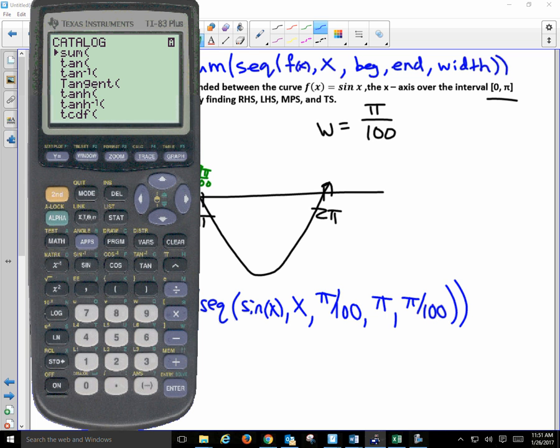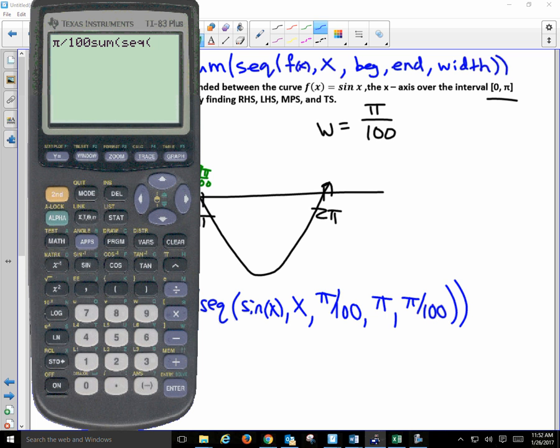So I enter sum, and then I grab sequence. And that's going to be closer to the beginning of the S's. So I, again, go to catalog. I press S for sequence. And I scroll down to SEQ. And it's going to be the smaller case one. So catalog, S for sequence, and then scroll down. The lowercase one.